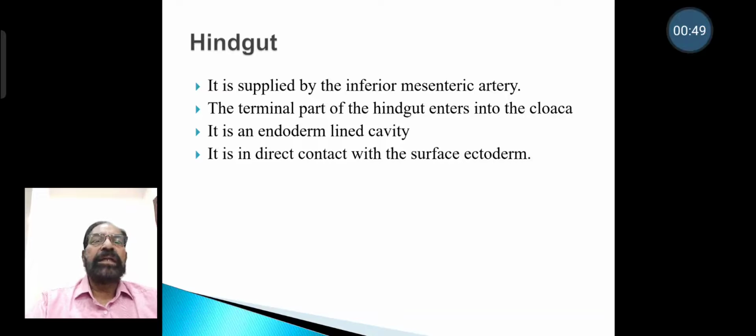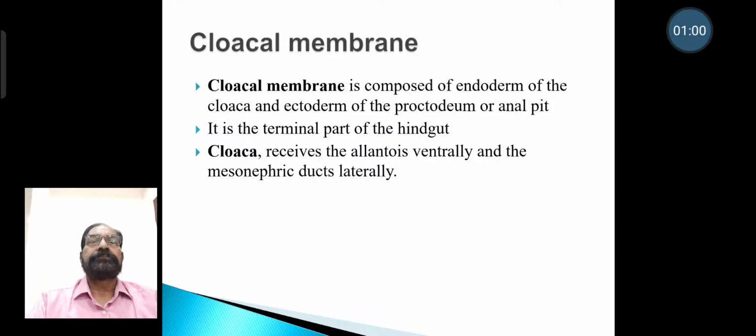The terminal part of hindgut enters into the cloaca. It is an endodermal lined cavity. It is in direct contact with the surface ectoderm. Cloacal membrane is composed of endoderm of the cloaca and ectoderm of the proctoderm or anal pit. It is the terminal part of the hindgut. Cloaca receives the allantois ventrally and the mesonephric ducts laterally.